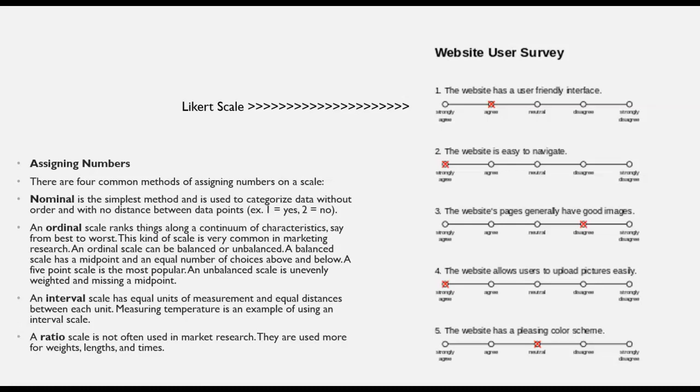An interval scale has equal units of measurement, equal distance between each unit. Measuring temperature is an example of using an interval scale. A ratio scale is not often used in market research, though. This is more used in weight, lengths, and times.